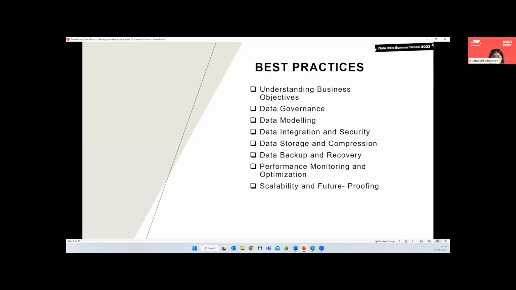Third is the data modeling, which is, again, using the right data model techniques to design the logical data model so that we can accurately represent the business entities, attributes, and relationships. Again, we should always consider both the current and the future needs when designing the data model. We should always be taking care that our solutions are scalable and future-proof.